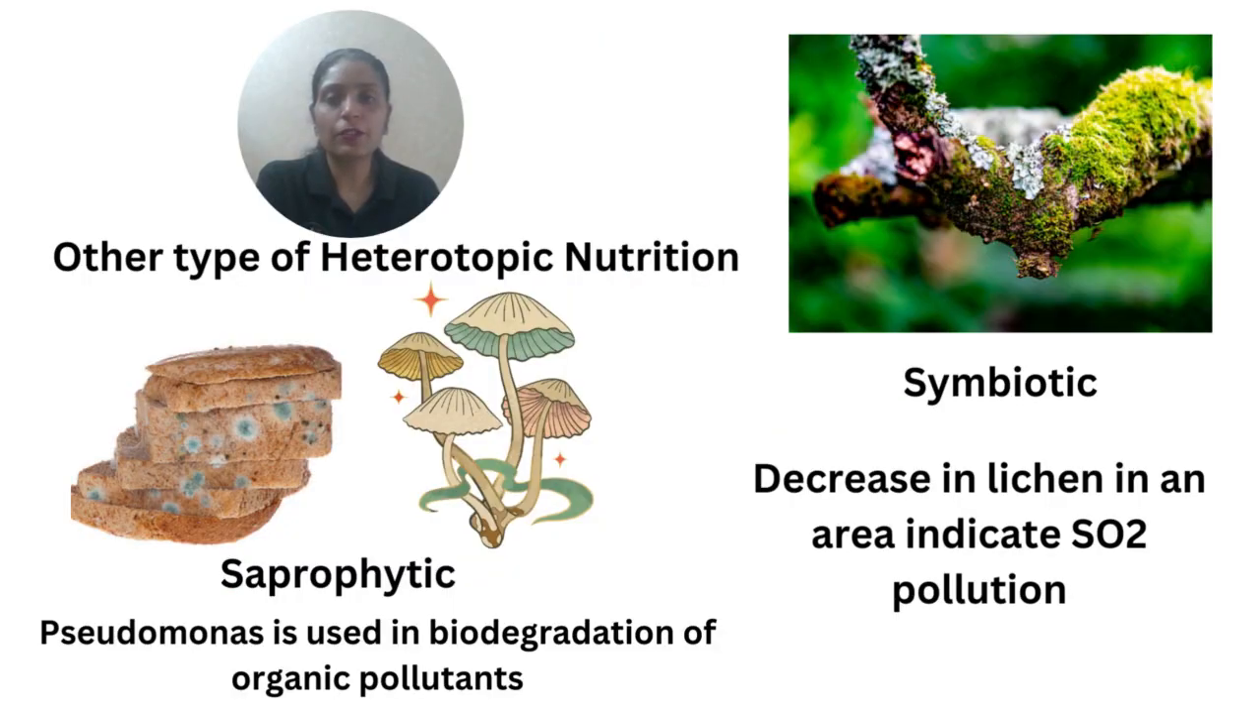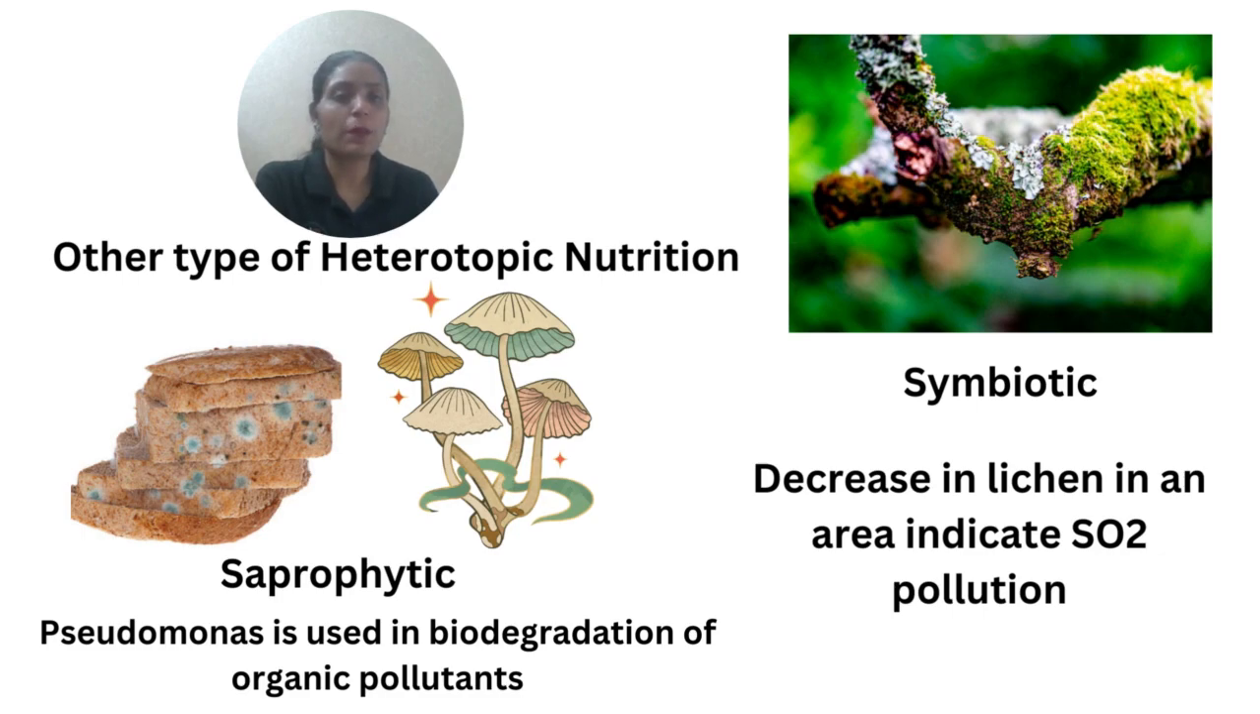Some other types of heterotrophic nutrition include saprophytic nutrition and symbiotic nutrition. Saprophytic mode of nutrition is the one in which organisms withdraw nutrients from dead and decaying matter. That means the organism first digests the food outside the body and then absorbs it. Some examples include bread mold, mushroom, or Pseudomonas. Pseudomonas is a type of bacteria which biodegrades organic waste, for example, vegetable peels.